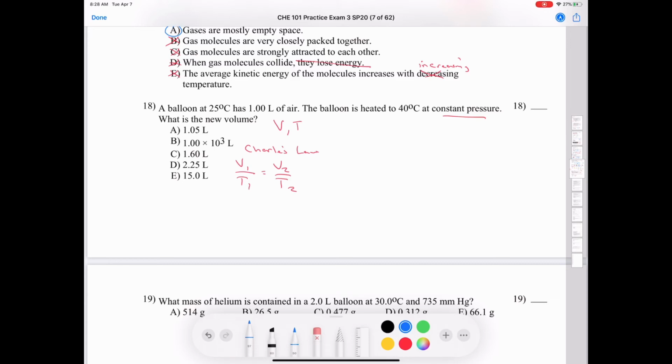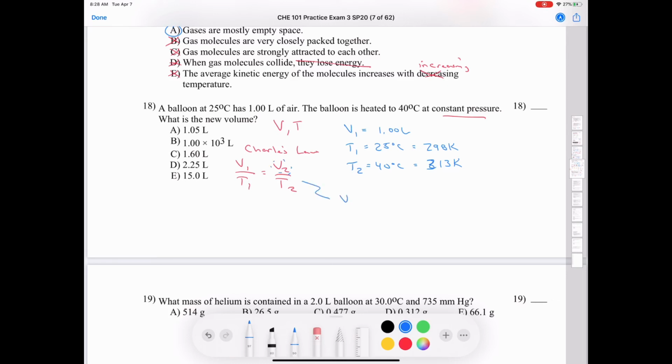So originally, the initial volume is 1.00 liters, and the temperature is 25 degrees Celsius. If I convert that into Kelvin, that's 298 Kelvin. Then the final temperature is 40 degrees Celsius. If you add 273 to that, you get 313 Kelvin. So now it's just a matter of rearranging my formula and solving for V2.